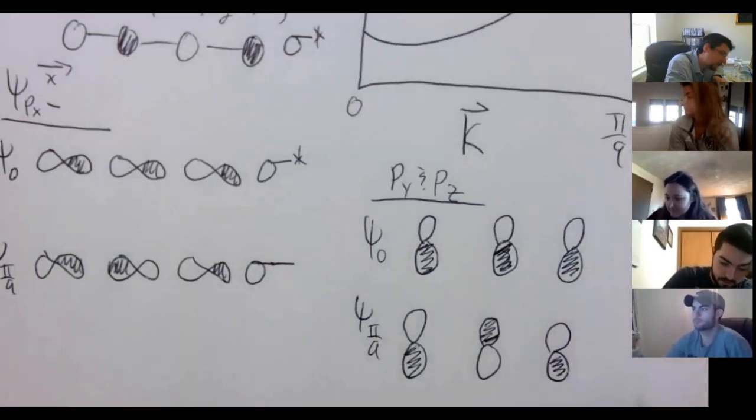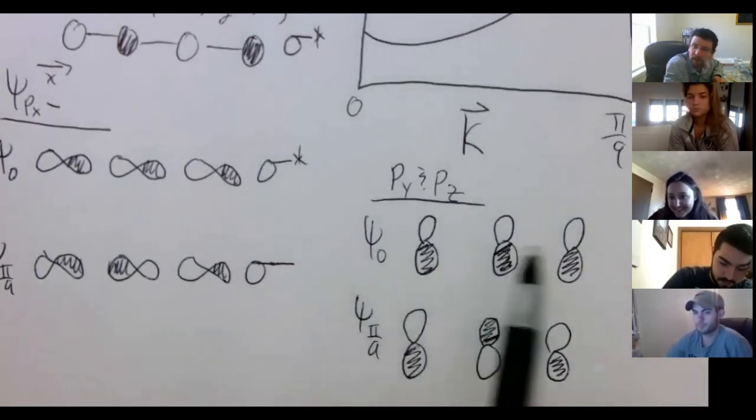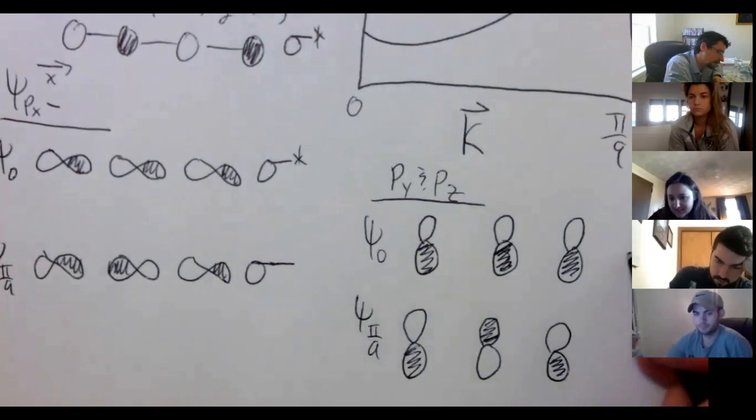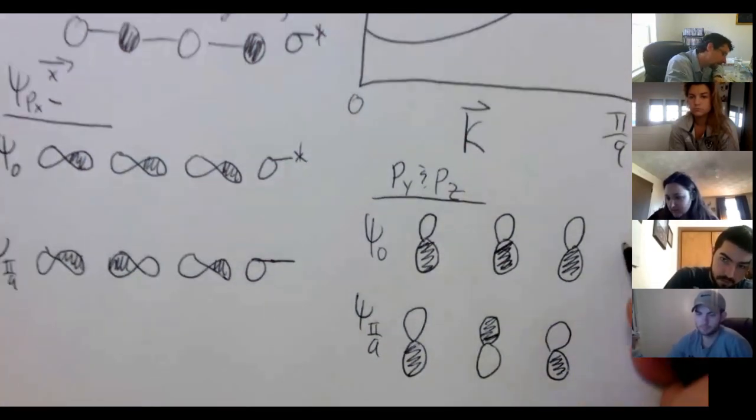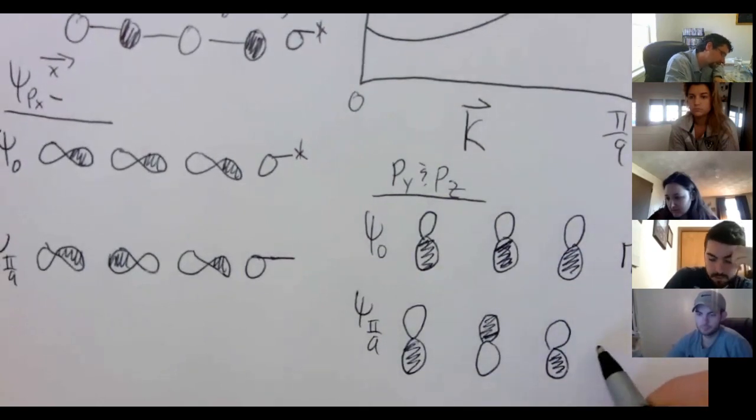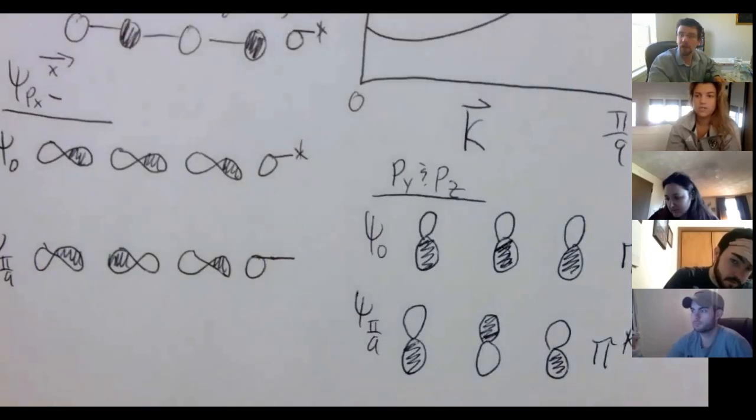Okay, John, can you tell me what type of interaction this is going to be? Bonding. Yep, it's bonding, and what type of bonding? Pi. Okay. Maddie, what about this guy? It would be anti-bonding, so pi star. Yep, perfect. Thanks for the assist, John.